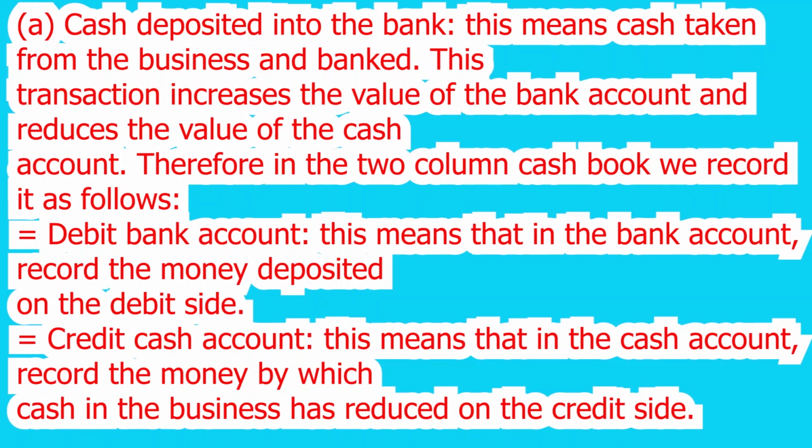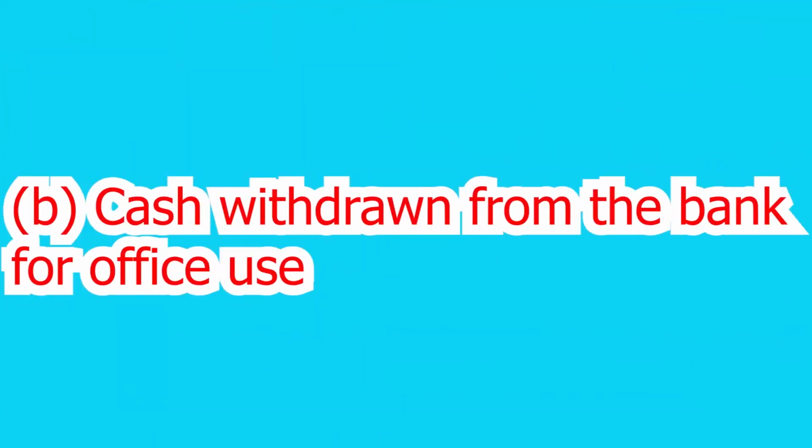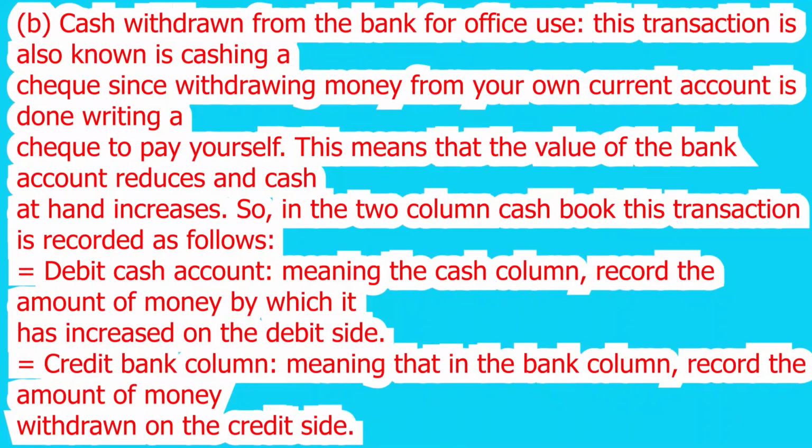Then credit cash account. This means that in the cash account, record the money by which cash in the business has reduced on the credit side. Then we have cash withdrawn from the bank for office use. This transaction is also known as cashing a check, since withdrawing money from your own current account is done by writing a check to pay yourself.